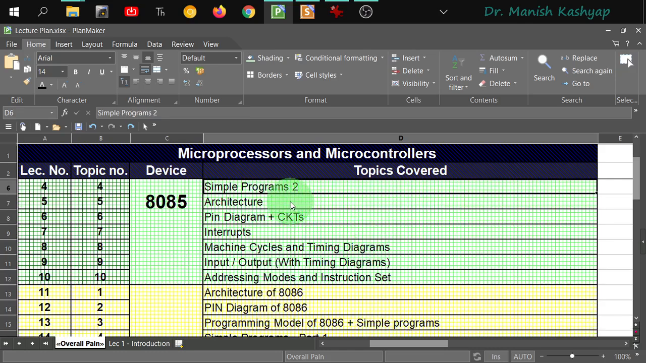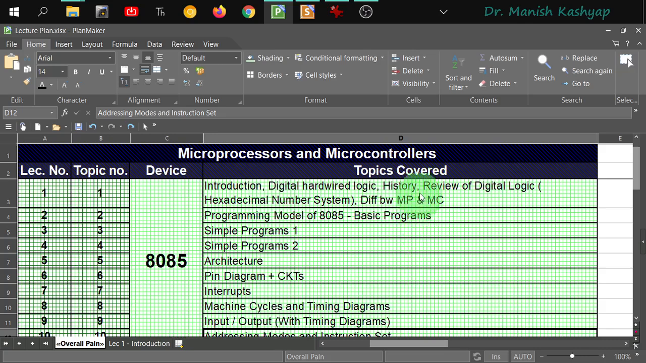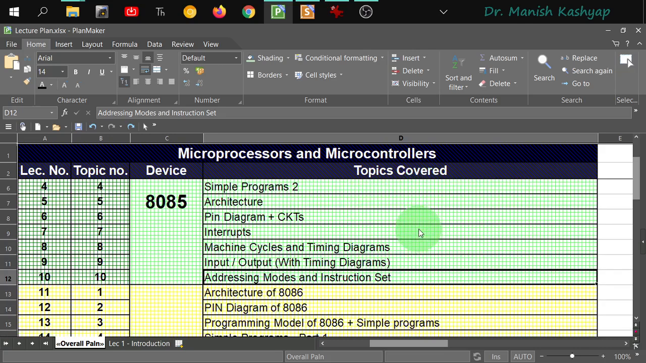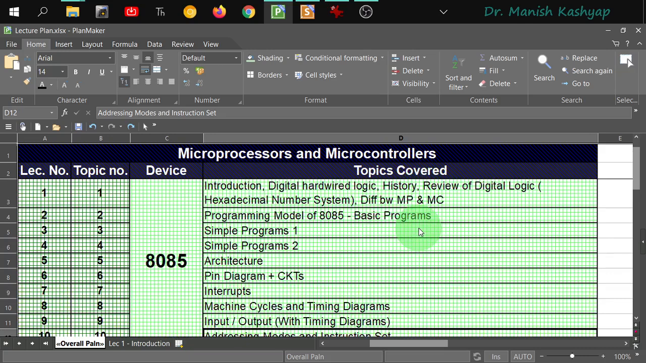We then saw the architecture, pin diagram, and then the interrupt structure. Then we saw machine cycles and timing diagrams, input output, and addressing modes and instruction set of 8085. So in the laboratories, we have seen a lot of programs about 8085, etc.